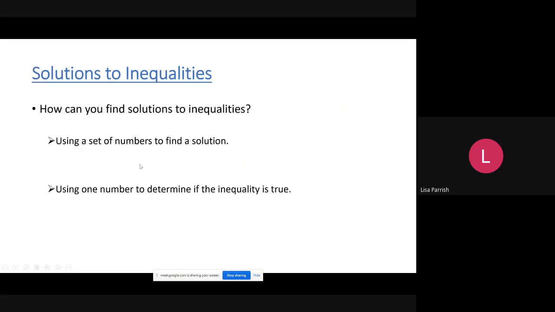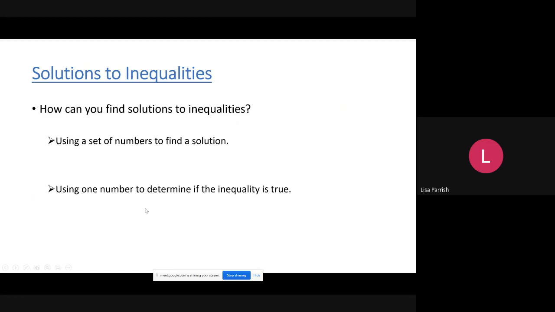Okay. Now, very briefly, I want to touch on one other thing. This is something that's part of this math standard. So we want to make sure that we talk about solutions, okay, solution sets. So I'm going to do just a couple of these. Now, it says, how can you find solutions to inequalities? Well, there's a couple ways. You can use a set of numbers to find a solution, meaning they can give you a set of numbers and you have to plug each one into the inequality to see which one is the correct answer or makes it true. Sometimes they only give you one number.